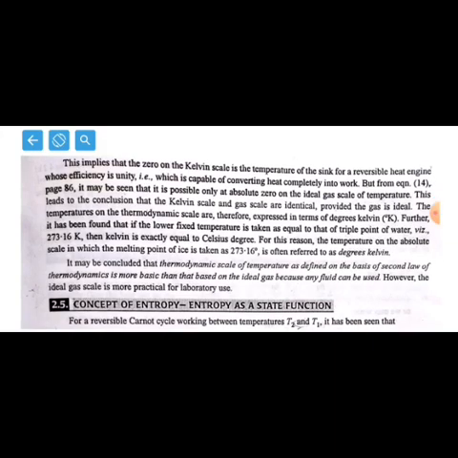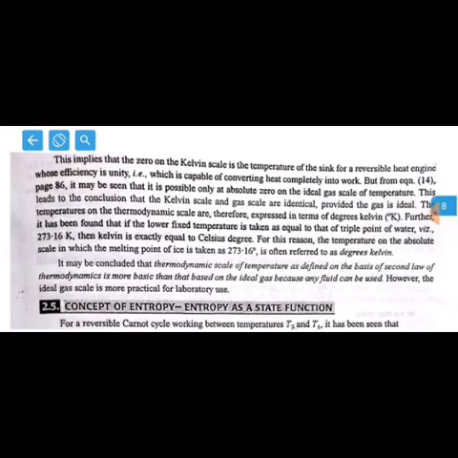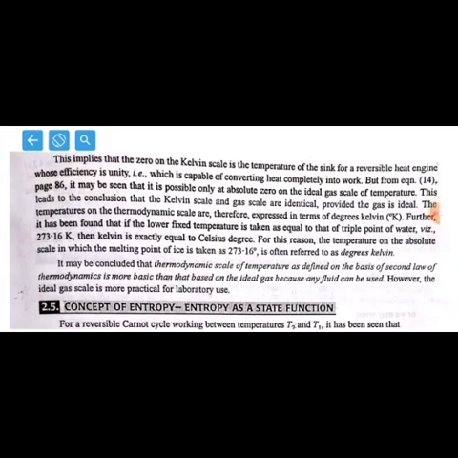The temperatures on the thermodynamic scale are therefore expressed in terms of degree Kelvin. Further, it has been found that if the lower fixed temperature is taken as equal to that of the triple point of water, 273.16 Kelvin, then the Kelvin is exactly equal to the Celsius degree. For this reason, the temperature on the absolute scale, in which the melting point of ice is taken as 273.16, is often referred to as degree Kelvin.